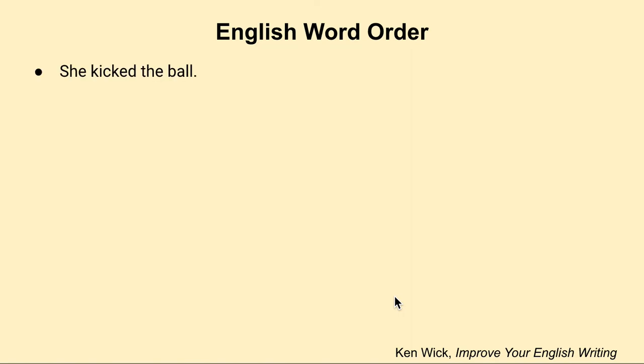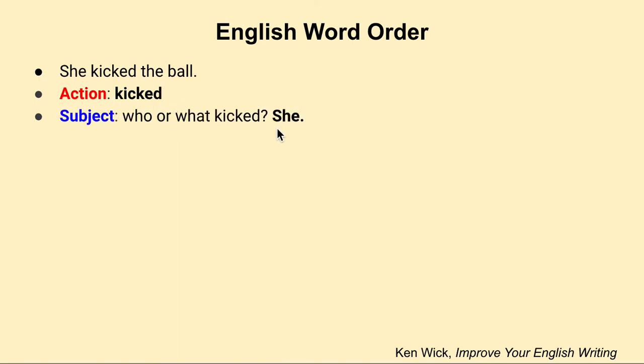So we have the example, she kicked the ball. So the action is kicked. What is doing the action? The subject is who or what kicked? She kicked. The direct object is she kicked what? The ball. And we've used all the words, so we know there's no indirect object. We're done.